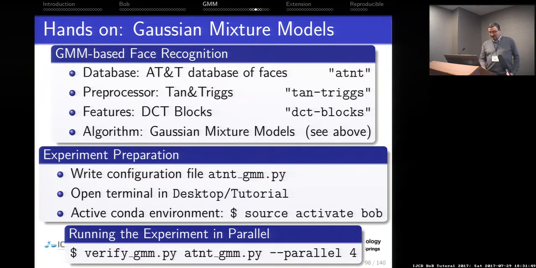So we use the same database, AT&T. We use a tan-triggs preprocessor because we have found that this works very well with the DCT blocks. And as an algorithm, we use the Gaussian Mixture Model. Okay, and again, as before, we write a new configuration file. We say source activate bob and verify.py AT&T GMM.py --parallel 4, and then it will run in 4 parallel jobs.